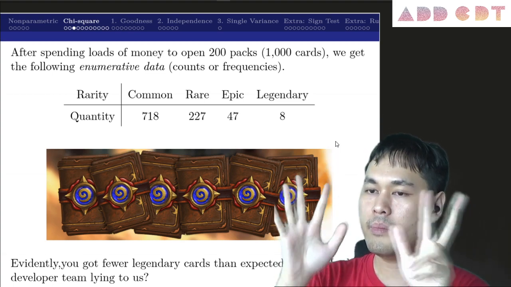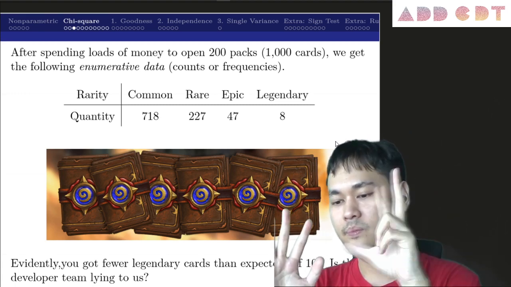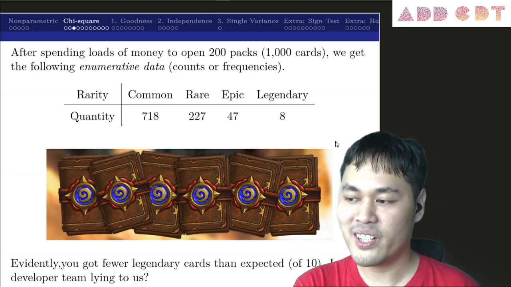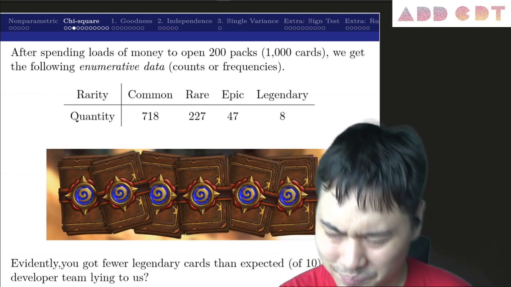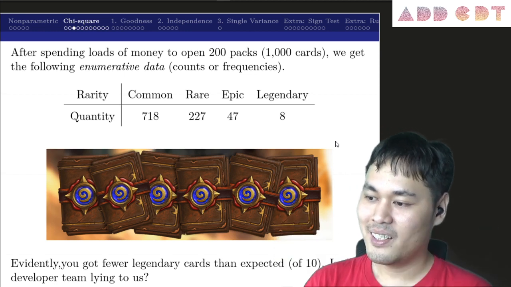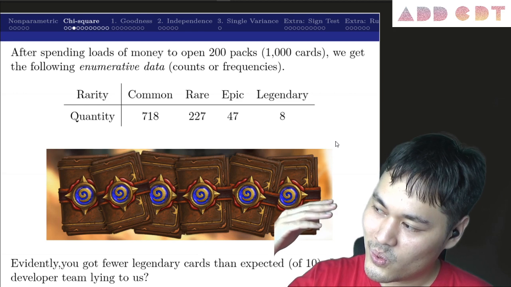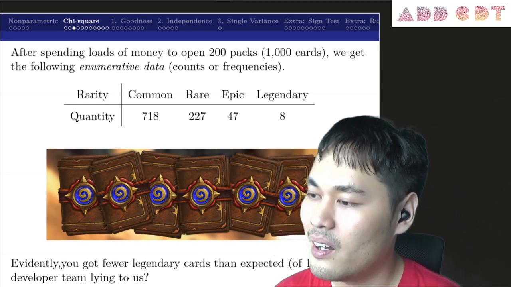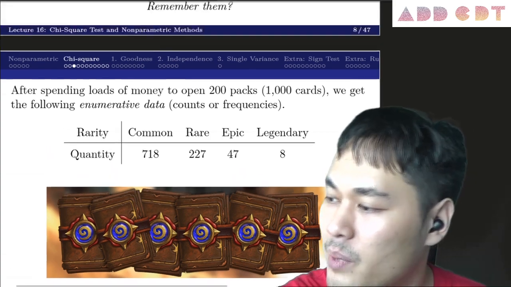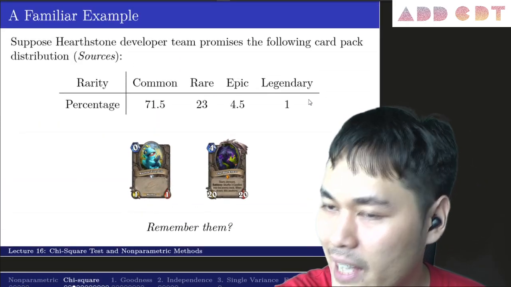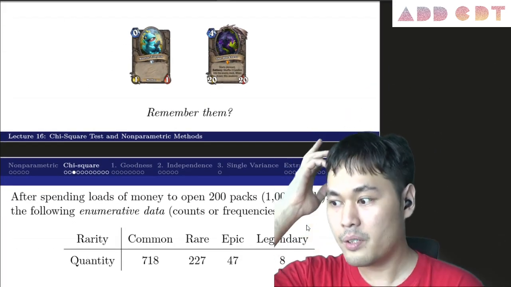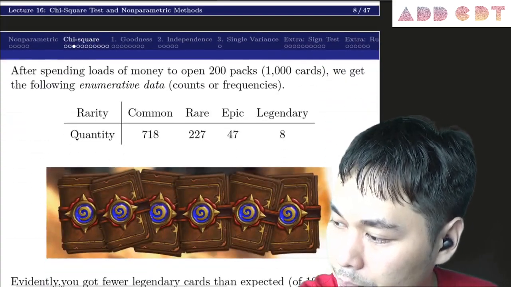But now you get 8, and you say, is it? Am I just unlucky, or are they lying to us? You can't tell. And here we are trying to see if they were honest, if the distribution is actually what they have promised, from that 71.5 and so on to the samples that we get.